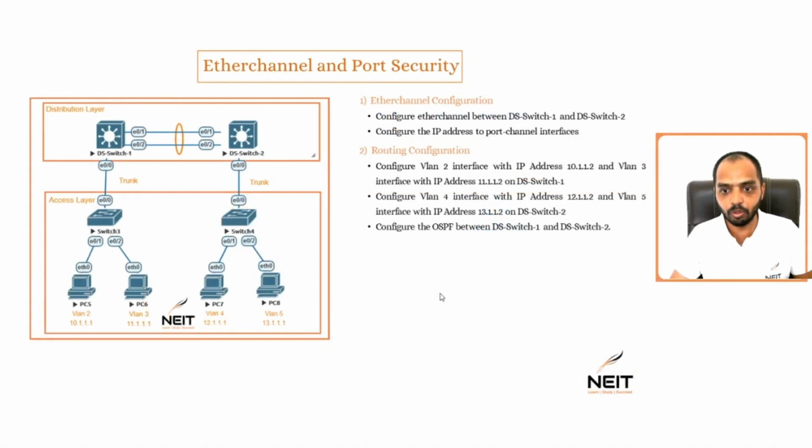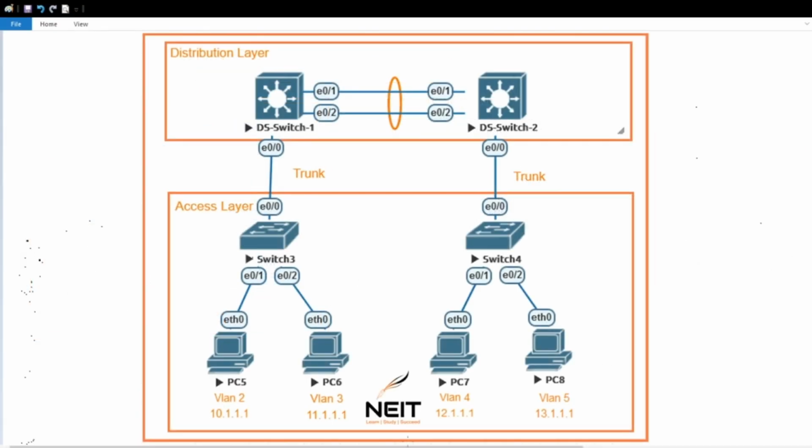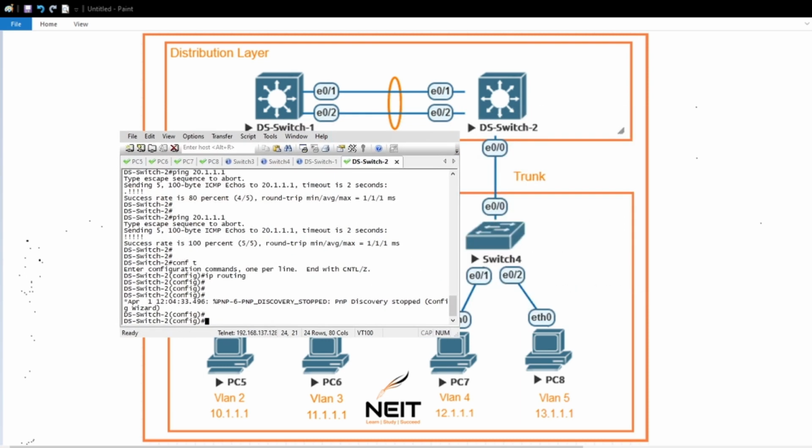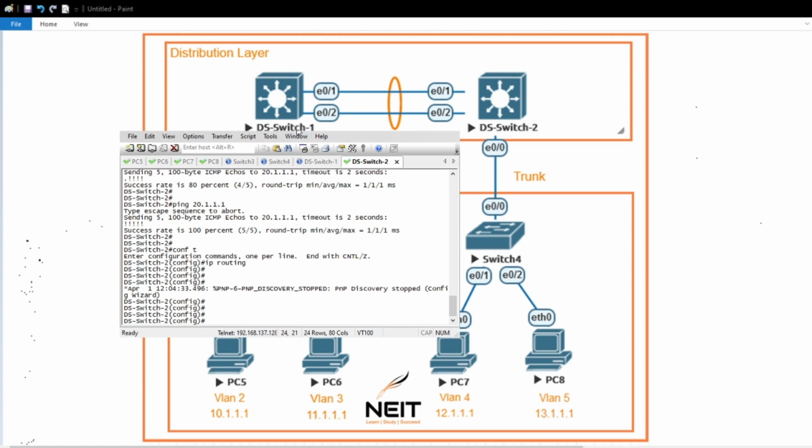Now after that we have to configure the VLAN 4 interface with IP address 12.1.1.2 and VLAN 5 interface with IP address 13.1.1.2 on DS switch 2. Also we have to configure OSPF between DS switch 1 and DS switch 2. So this is my DS switch 2. So here the interfaces are VLAN 4 and 5.